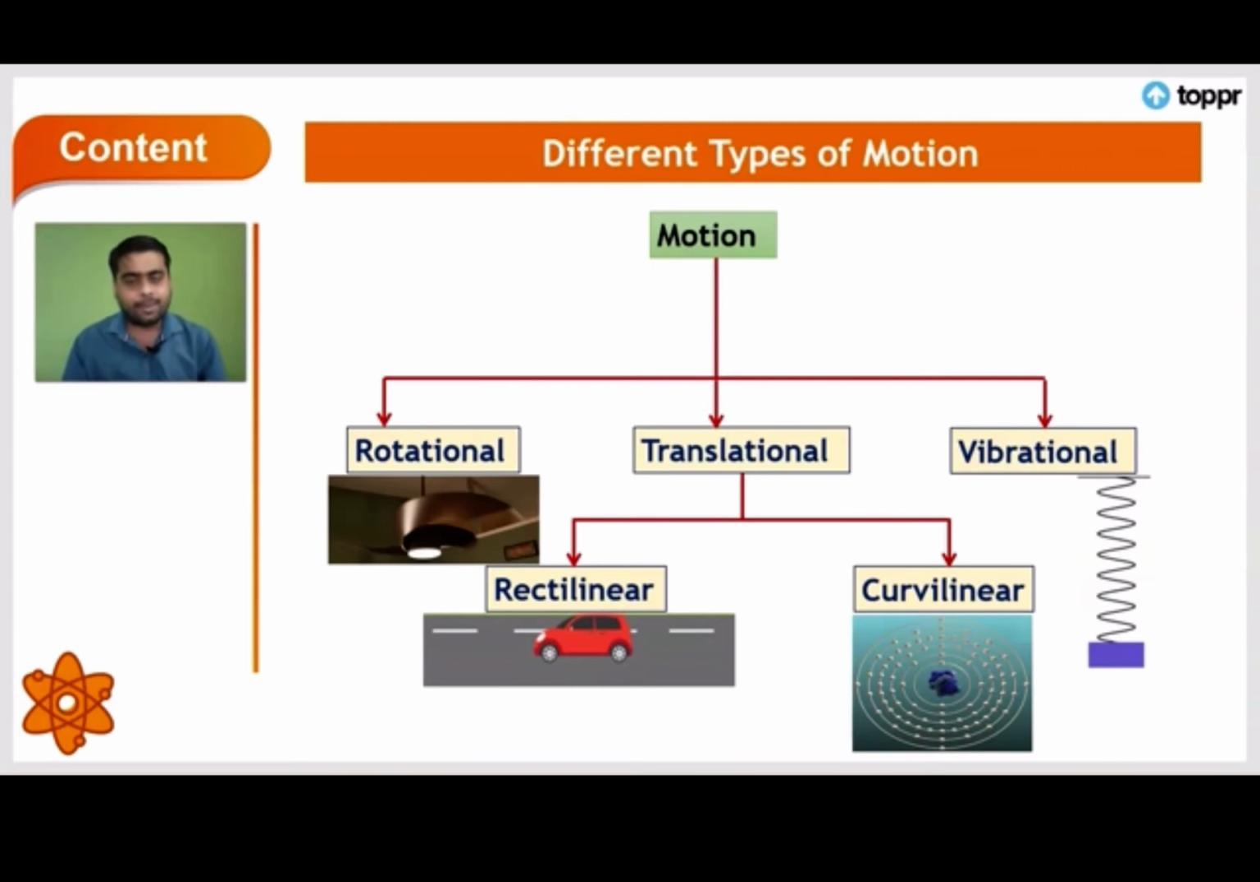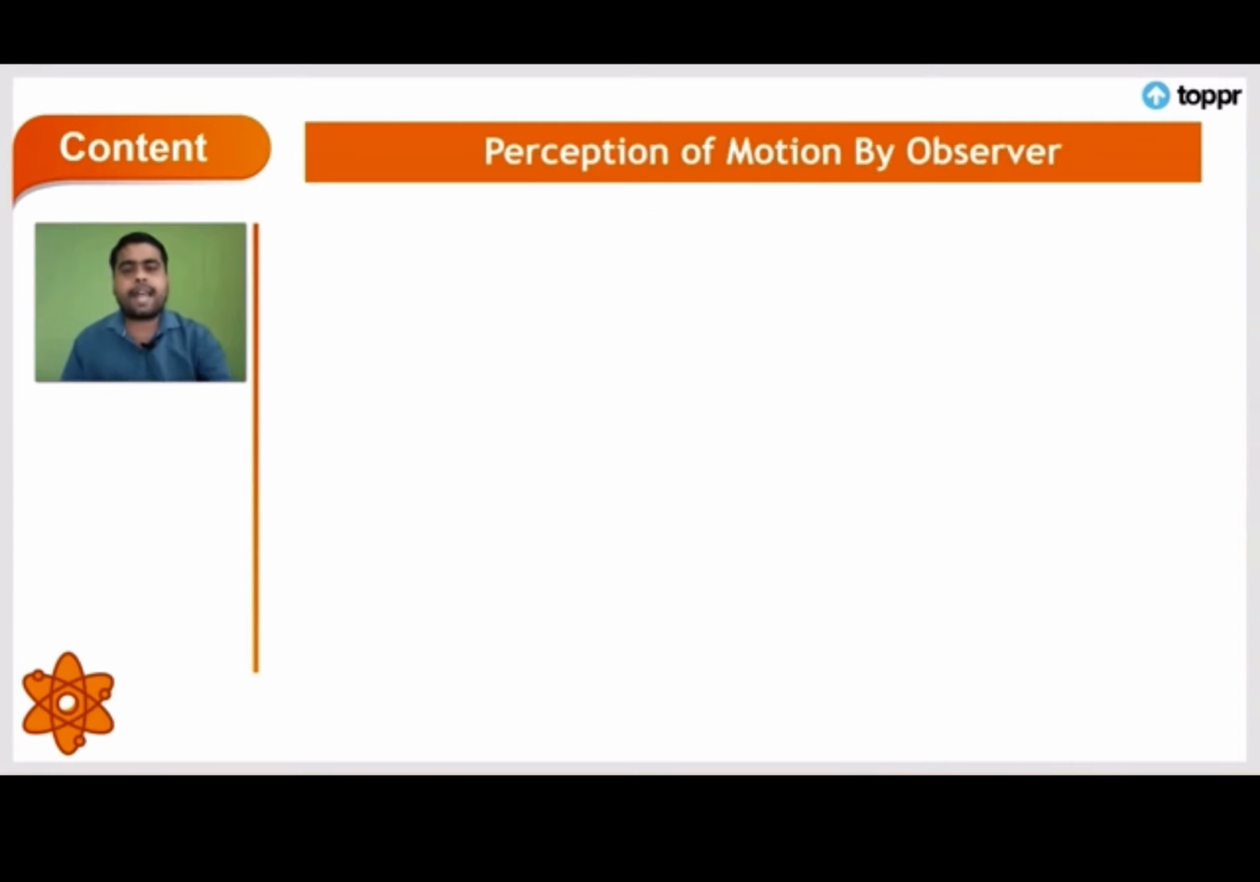Now, having understood the definition and types of motion, let us try to understand motion as perceived by an observer. So, I am sure that you must have heard this phrase, motion is relative, but you may not have understood the meaning of this phrase very clearly. So, let us spend some time to make this meaning very clear to us.